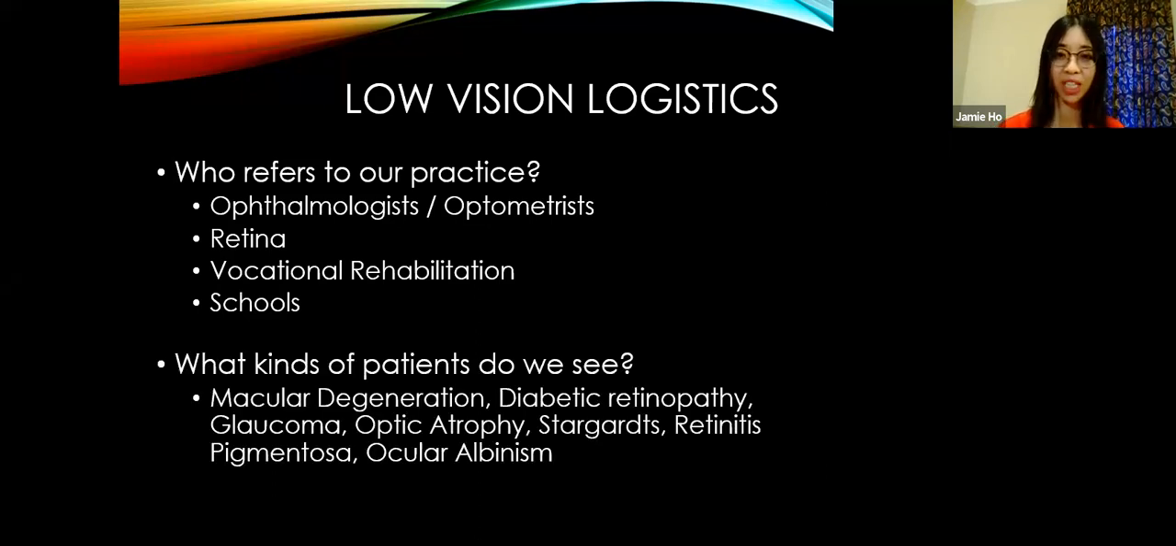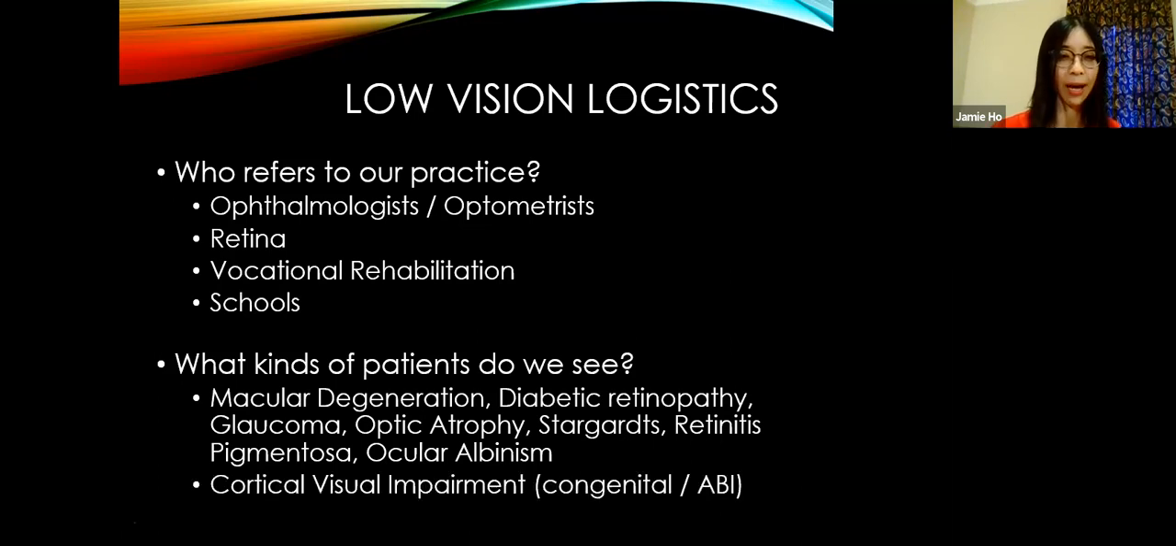So what type of patients do we see? We see the standard, what people think of as low vision: macular degeneration, diabetic retinopathy, glaucoma, optic atrophy, Stargardt's, retinitis pigmentosa, ocular albinism. Those are probably the more common ones. We also see a lot of cortical visual impairment, which could be either congenital or acquired. So acquired brain injury, stroke, concussion.